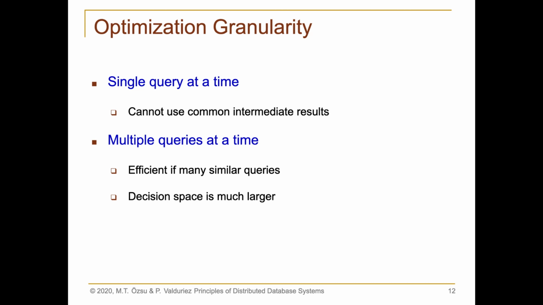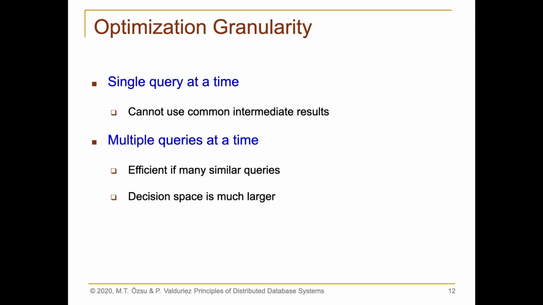When you come to optimization granularity, it can be further divided into single query at a time granularity and multiple queries at a time, or interquery granularity. With single query at a time, you cannot use common intermediate results. That means only one query is executed at a time, so there is no chance for the database management system to execute more than one query at a time. Because of this, the only intermediate relations you can get are from the query being executed, so it cannot use common intermediate results.